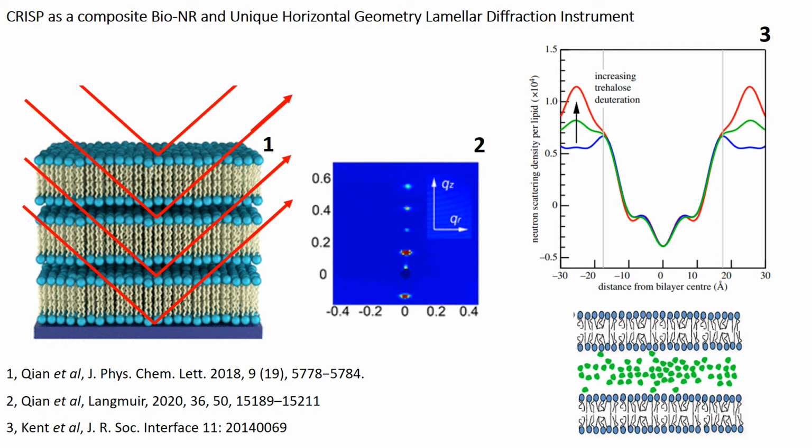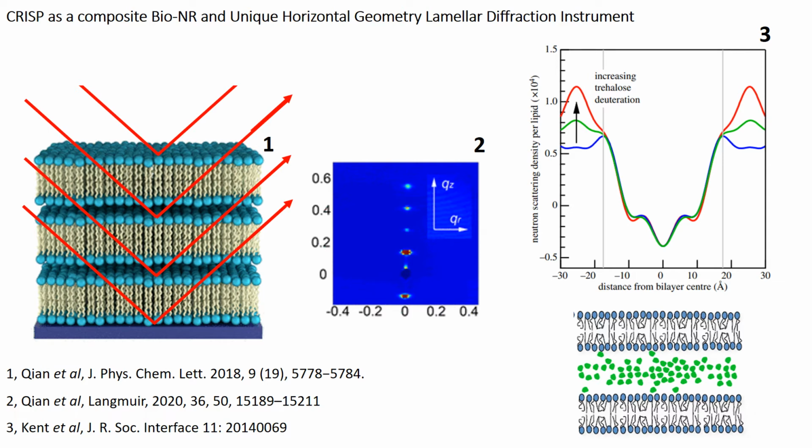So you can see you get this nice, very defined definition of the individual components of the lipid bilayer across the membrane. So the first thing we did in our upgrade project was to look at how CRISP in its current configuration performs as a lamellar diffraction beamline.